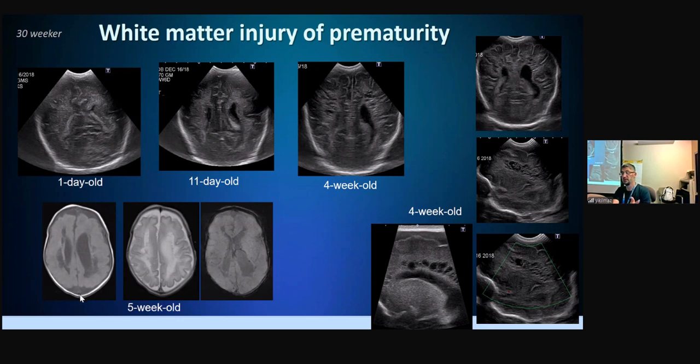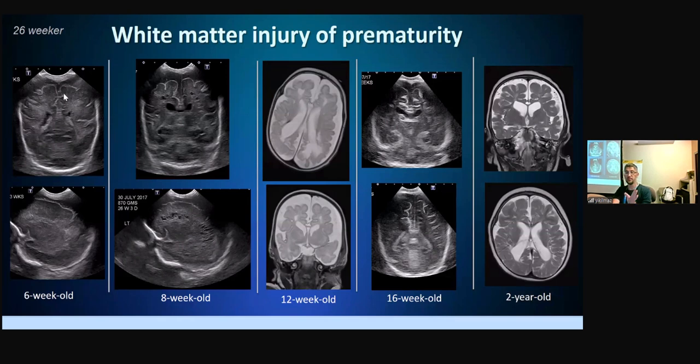And this is the MRI correlation. 5 weeks old, we can see the cystic changes, periventricular, typically bilateral, posterior dominant. Another example, I'm showing you lots of examples because this is important. 6-day-old actually, I think this is my mistake, 26-weeker. And then at 8 weeks old, we start seeing the cysts. I don't know why they waited 6 weeks to do the second ultrasound, but it is not uncommon that they don't follow the timelines for the ultrasounds.